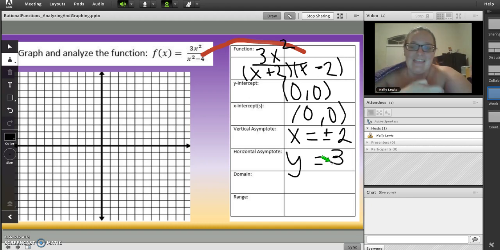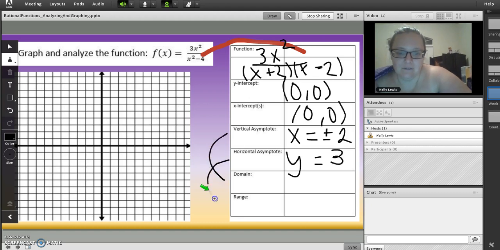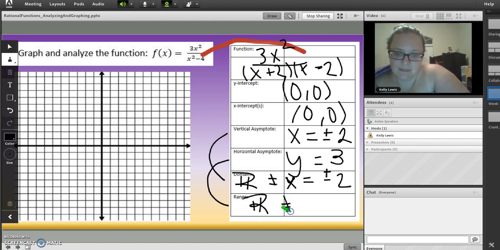All right, and then we look at our domain. Basically, the vertical asymptotes give the domain and the horizontal asymptote gives the range. So our domain is all real numbers except x equals plus or minus 2, and our range is all real numbers except y equals 3.